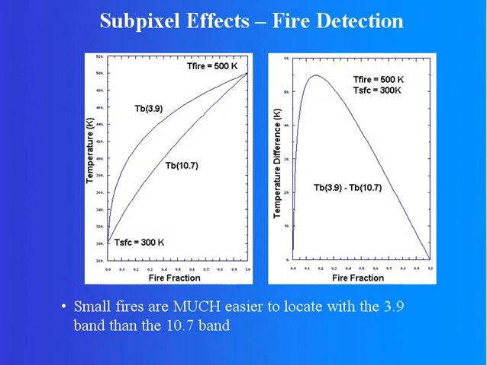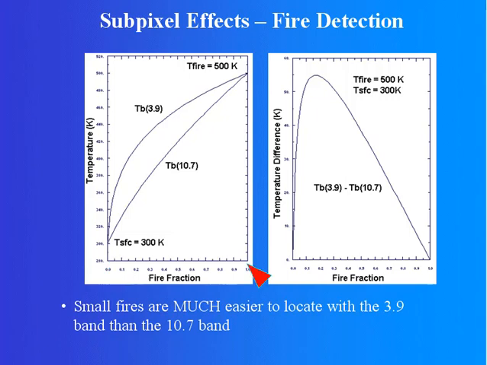And now, what we're looking at here are a couple of graphs to indicate why the 3.9 channel is better than the 10.7 channel at locating fires. What we're looking at here on the left is if we assume that we have a background surface temperature of 300 Kelvin, and we have a fire associated with one pixel, which is about 500 Kelvin, and then the x-axis represents the fraction of that pixel covered by the fire. On the left, it's for 0% all the way up to where it completely covers the entire pixel.